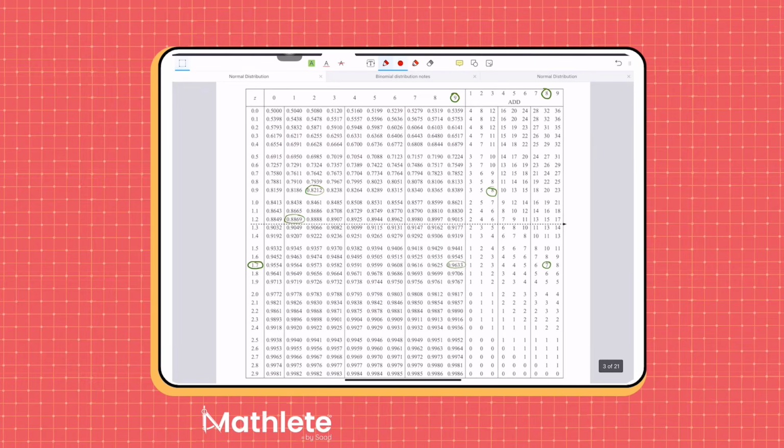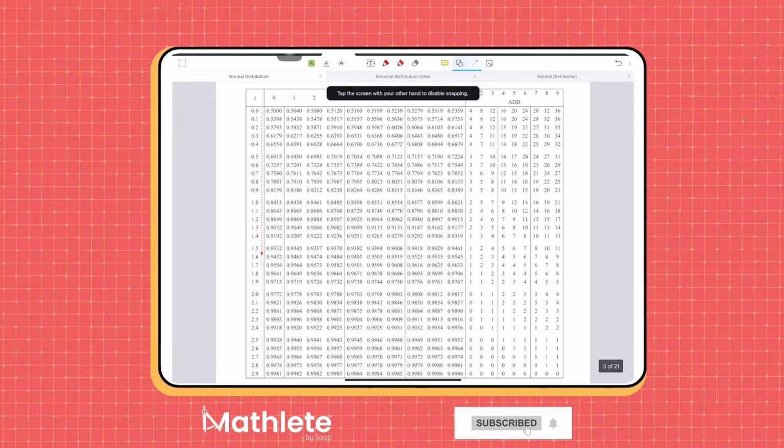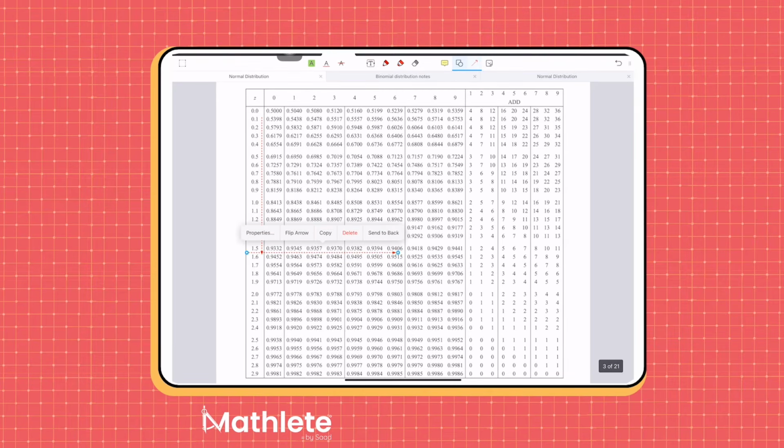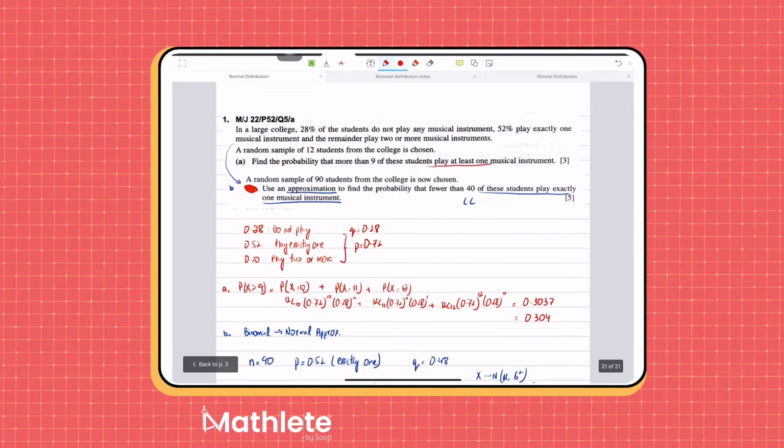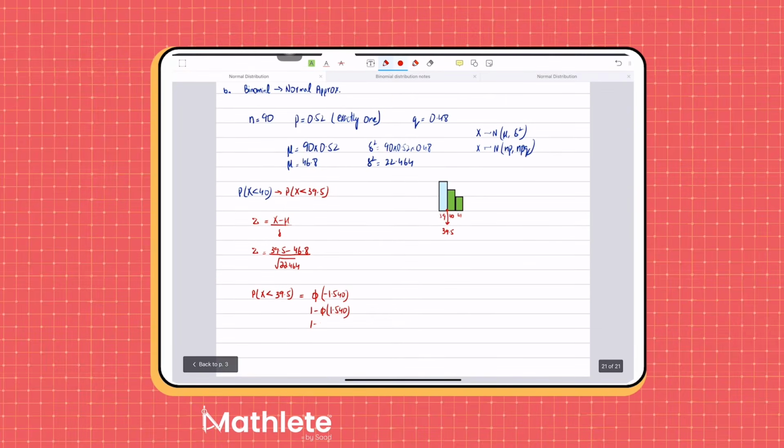So 1.540, once again, I'm going to clear this. 1.5 is right here. 1.54 is going to be 0.9382. So 1 minus 0.9382. How do we do this directly from the calculator?